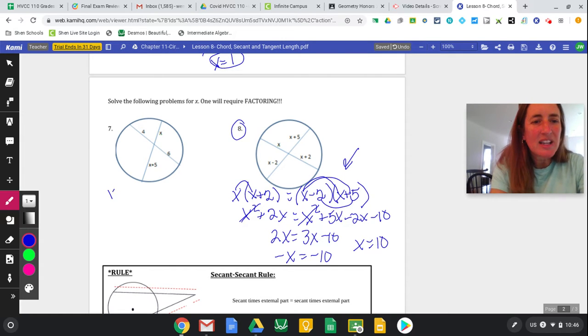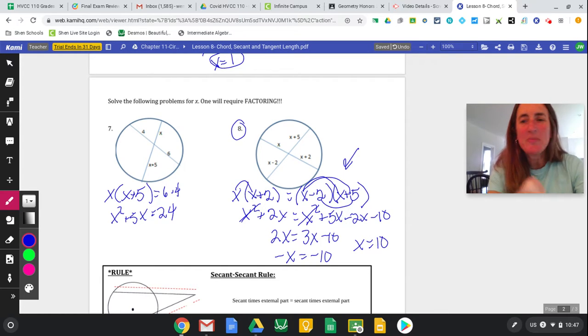Okay, so we have x times x plus 5 equals 6 times 4. x squared plus 5x equals 24. And most of the time when people see these problems, they leave them blank because they don't know how to factor from 9th grade. But we know, folks, we're moving on to Algebra 2 next year, and you better know how to factor. Those teachers will be cranky with you.